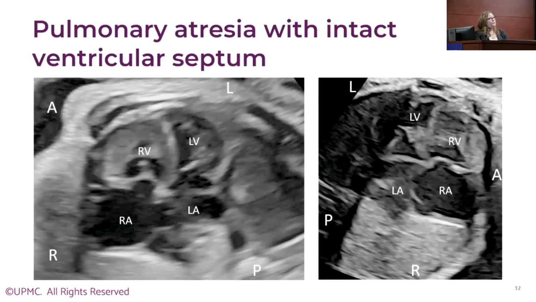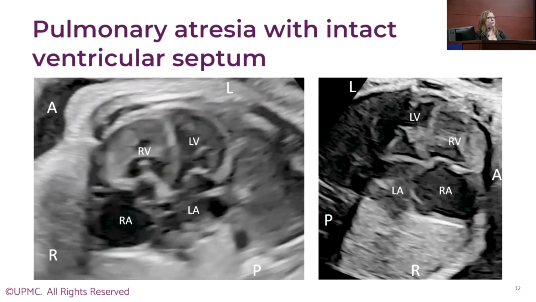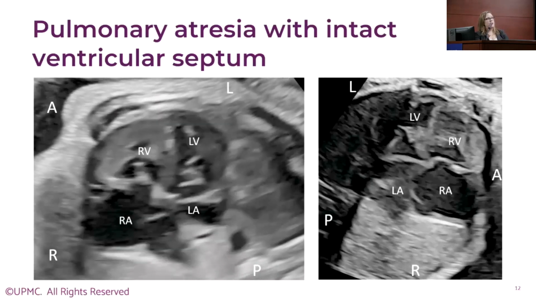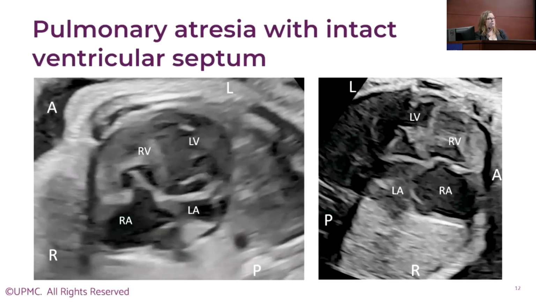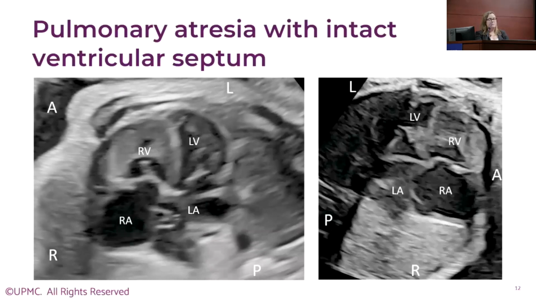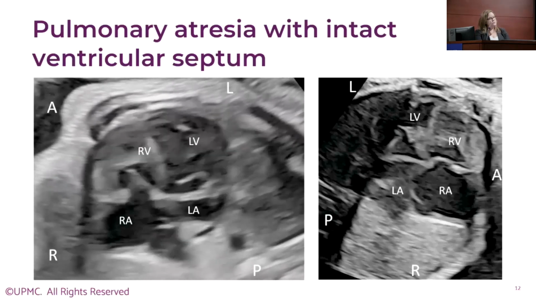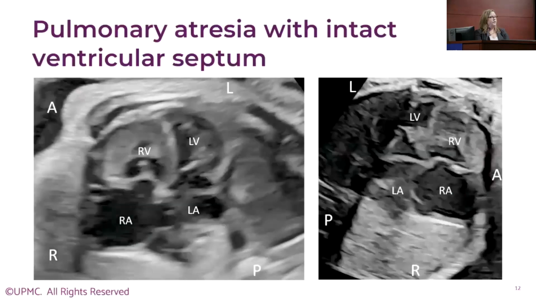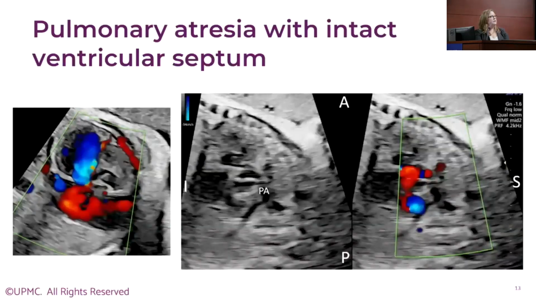Here is an example of pulmonary atresia with intact ventricular septum. So on the left, we can see recognizable four chambers. There's a right atrium. There is a tricuspid valve between the right atrium and right ventricle. However, this is hypoplastic and poorly mobile. The right ventricular cavity is severely hypoplastic and very hypertrophied, muscle-bound, and poorly contractile, with a normal appearing left ventricle. In the clip on the right, it's a similar view in a different fetus with the same anatomy.